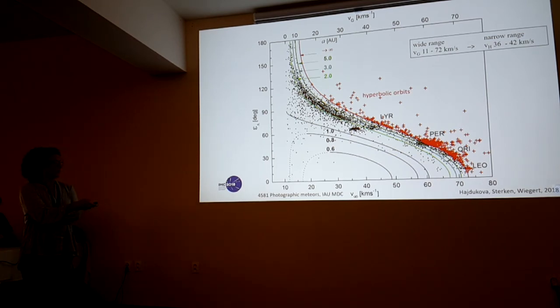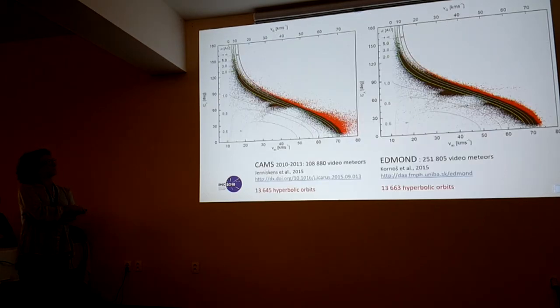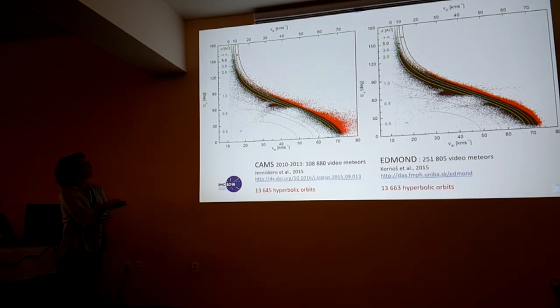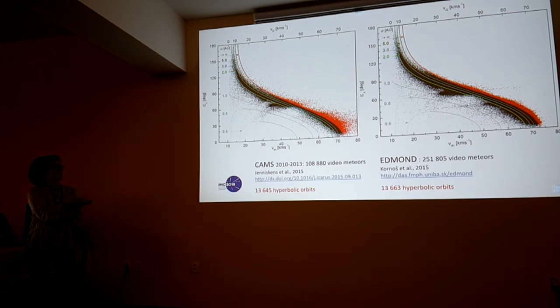So now we did the same for video meteors. We constructed those graphs, and for the video observations we used CAMS data, about 100,000 orbits, and more than double that amount of orbits from the Edmond database. We can see that a lot of orbits are hyperbolic.